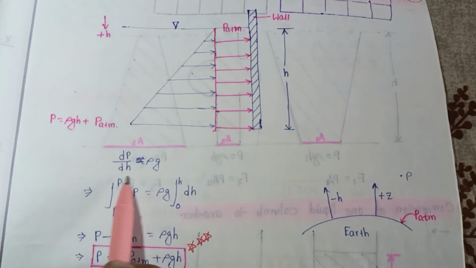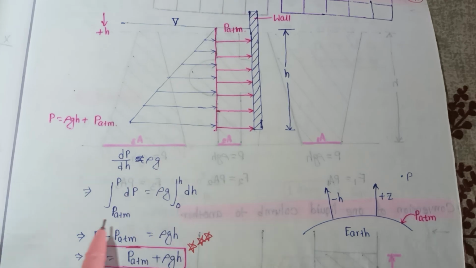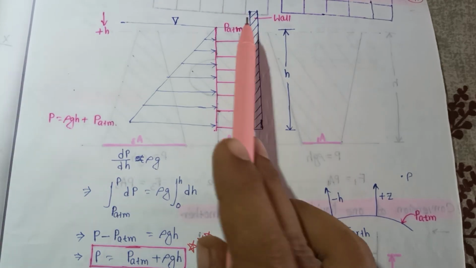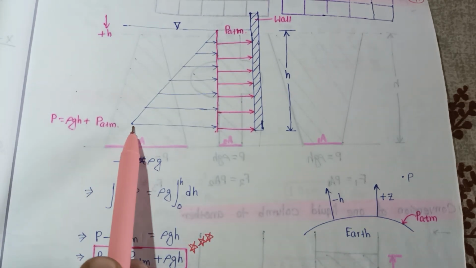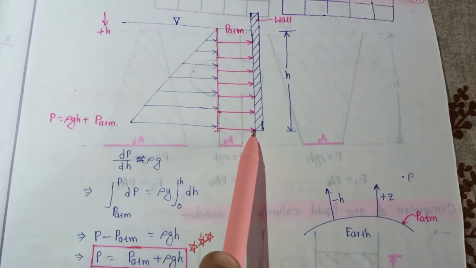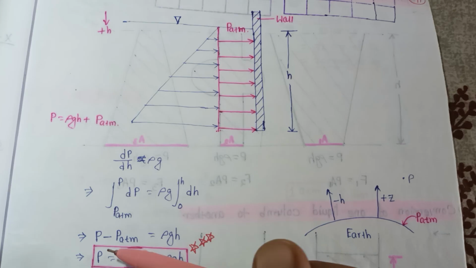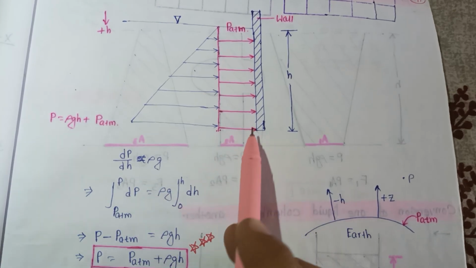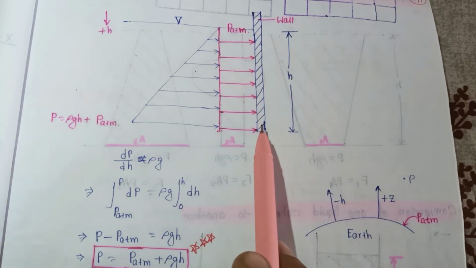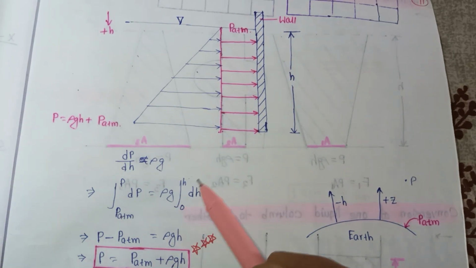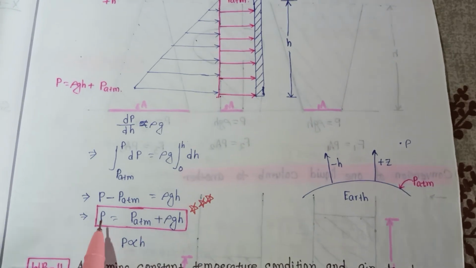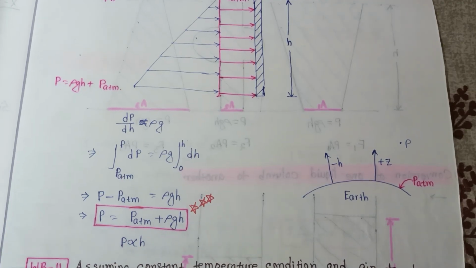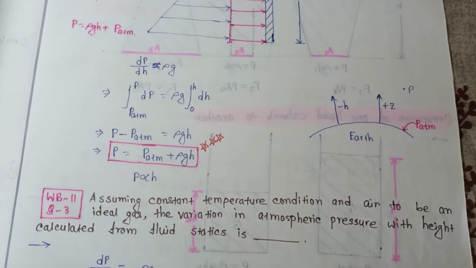We know that dp by dz is equal to rho into g. So integrating from p atmosphere to p, where p atmosphere is the pressure at the surface and you have to calculate the pressure at that location, dp is equal to rho g integration 0 to h dh. From here you can get p equal to p atmosphere plus rho g h. This is very, very important. Here p is proportional to h.